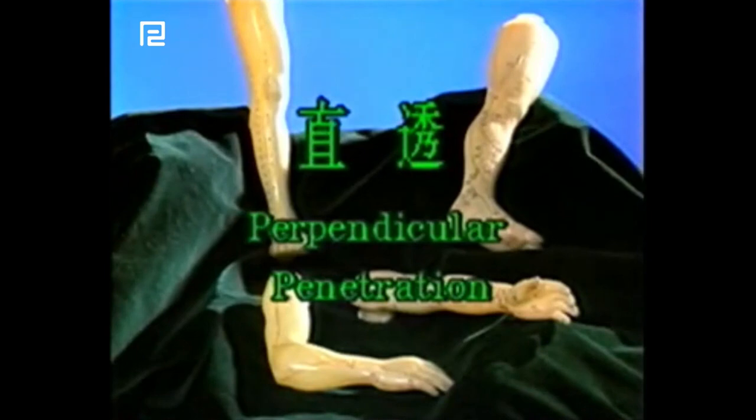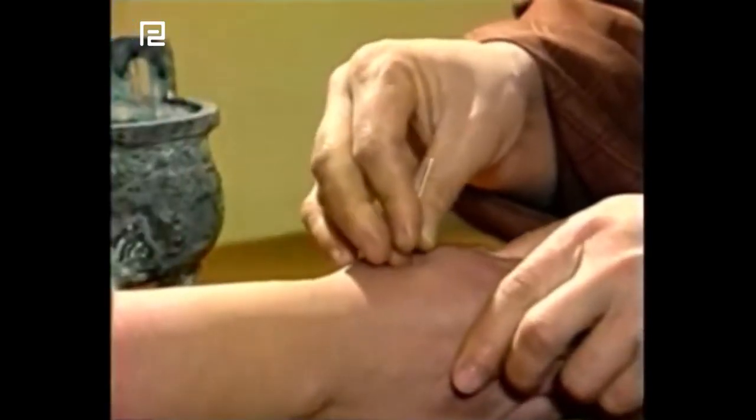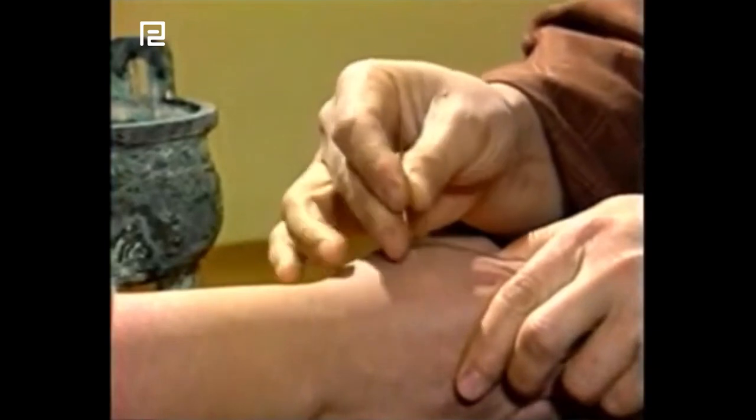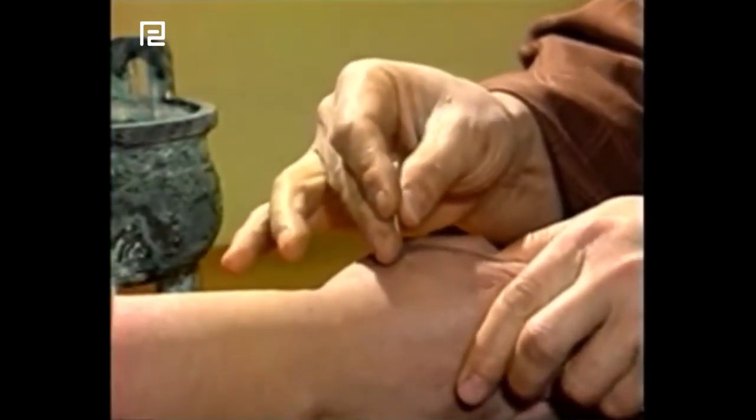Perpendicular penetration. This is used for the corresponding points on the medial and lateral sides of the posterior and anterior aspects of the 4 limbs. For example, one can insert the needle from Hegu and penetrate towards Houxi for treating contracture of the fingers.